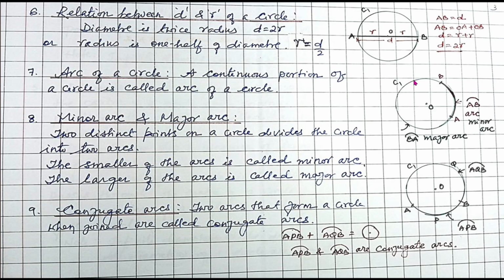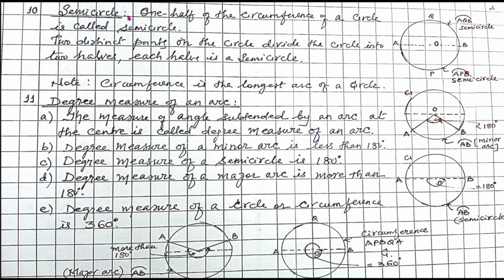Please remember that. And these 2 arcs are called conjugate arcs. So conjugate arcs are the 2 arcs formed, that is AB and BA, and when we add the 2 conjugate arcs, we get a circle. So 2 arcs that form a circle when joined are called conjugate arcs. Please remember that. Now, coming to the next point, that is semicircle. 1/2 of the circumference of a circle is called a semicircle.